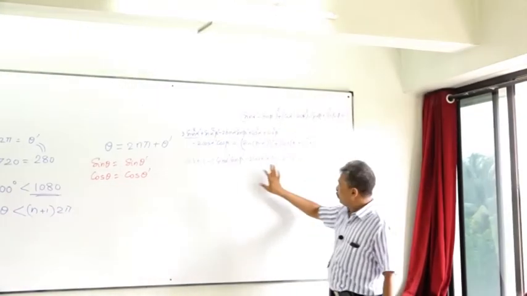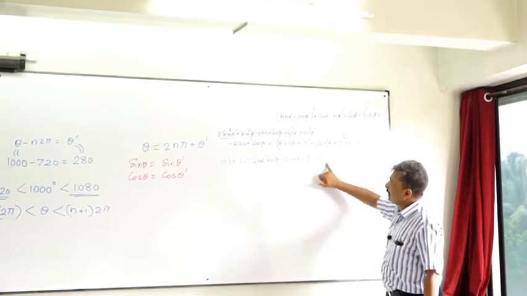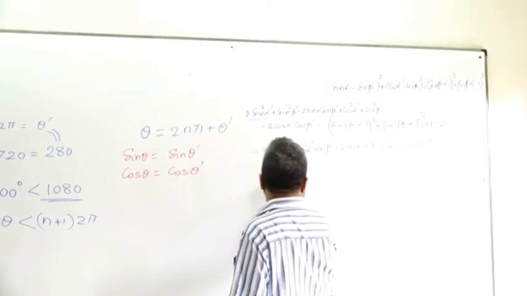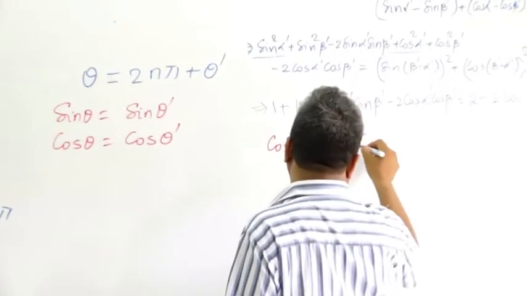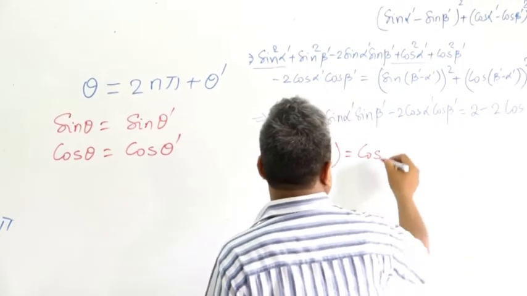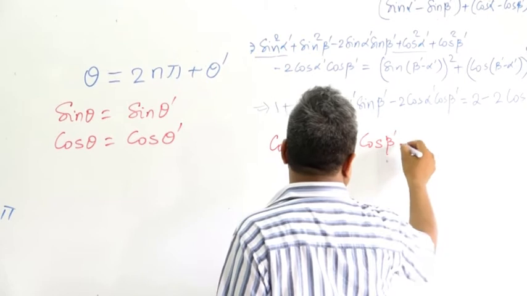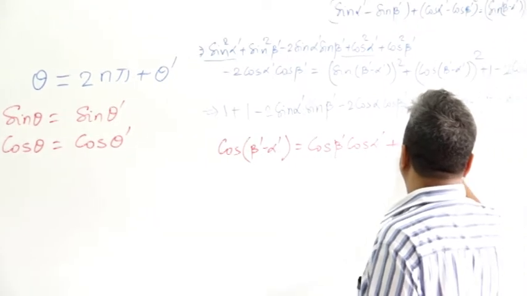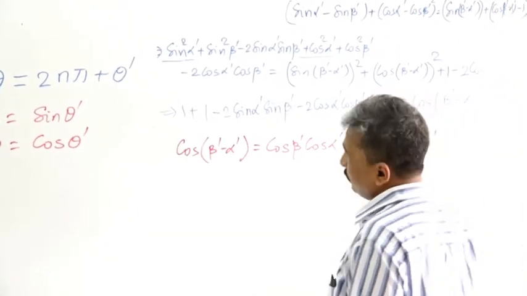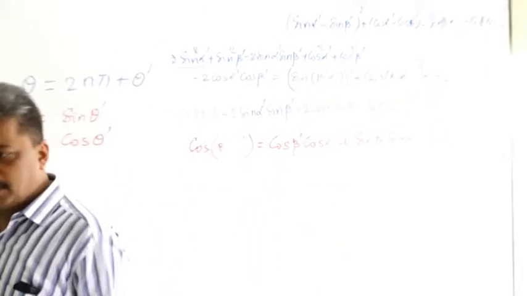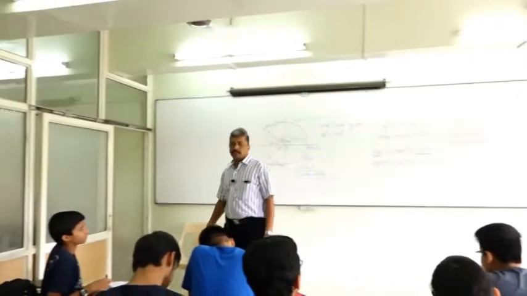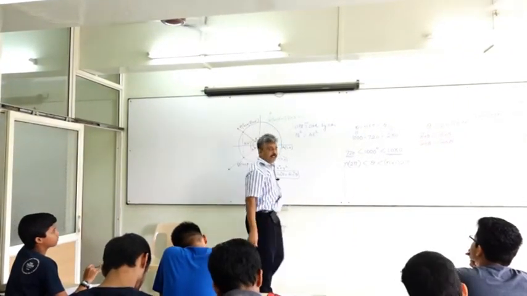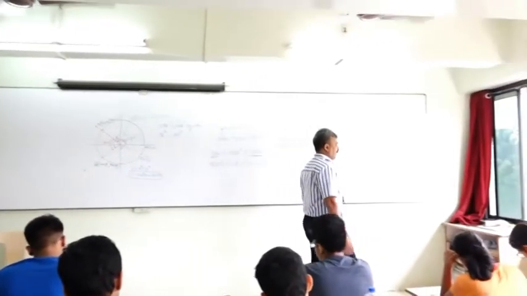So these 2 and these 2 get cancelled, the minus sign gets cancelled, the 2 gets cancelled, and hence you end up getting the identity cos of beta dash minus alpha dash is equal to cos beta dash cos alpha dash plus sin beta dash sin alpha dash. Is it true? That is the identity that we got using the distance. We measured actually the same distance in 2 different ways, one with individual angles and another with the combined angle.